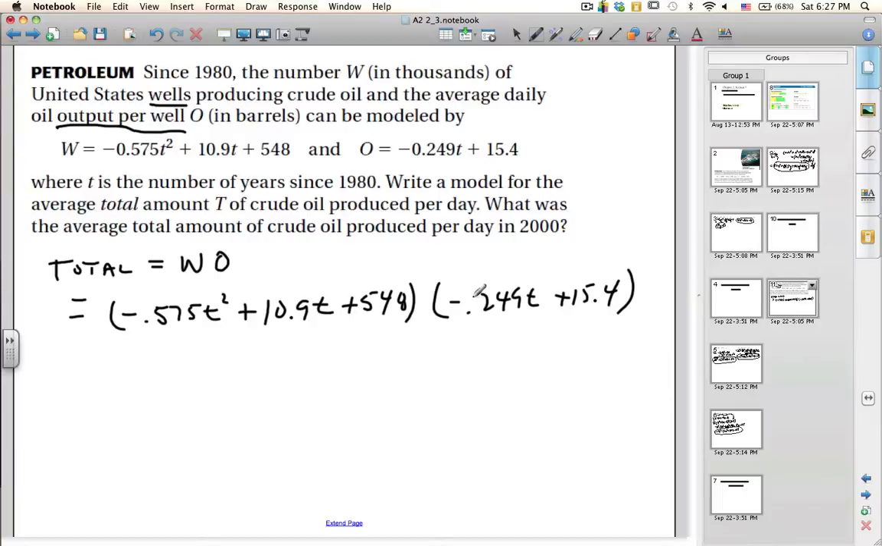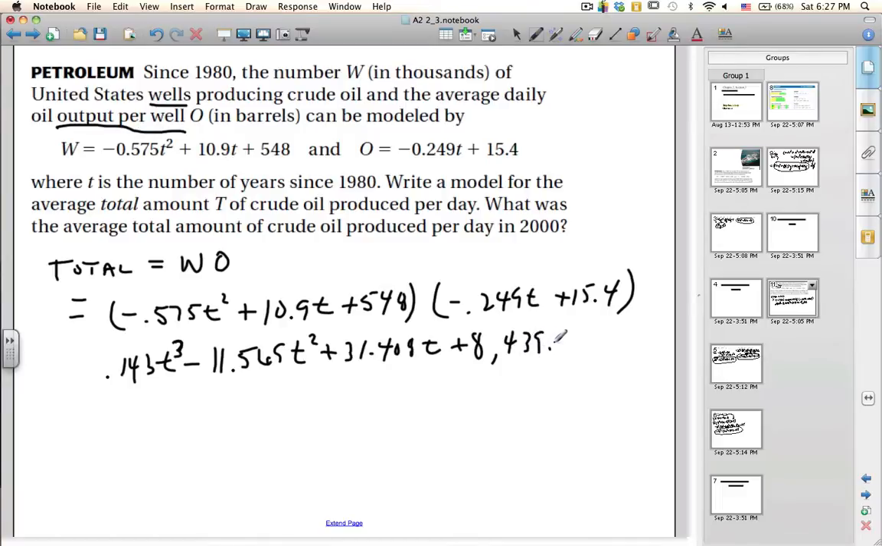And when I go through that, I'm not going to show you absolutely every step, but I get 0.143 t cubed minus 11.569 t squared, plus 31.408 t, plus 8,439.2. So this is going to be my total.